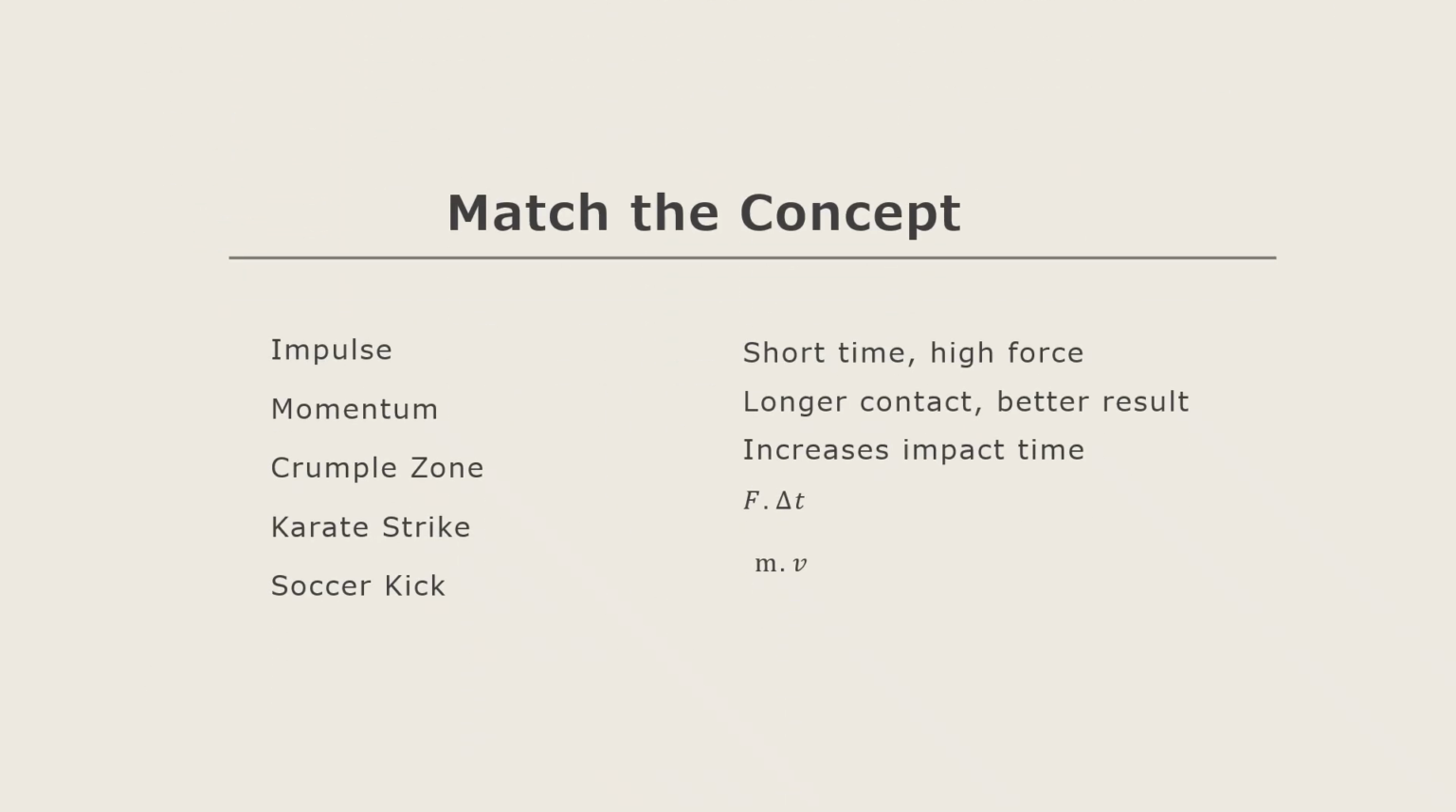Next, we have one activity, match the concept. Impulse. What is impulse? Impulse is force times change in time. So this correctly matches with this one. Momentum. Momentum is mass times velocity. Crumple zones: short time, high force, longer contact, better results, increased impact time. So crumple zones are designed to increase the impact time.